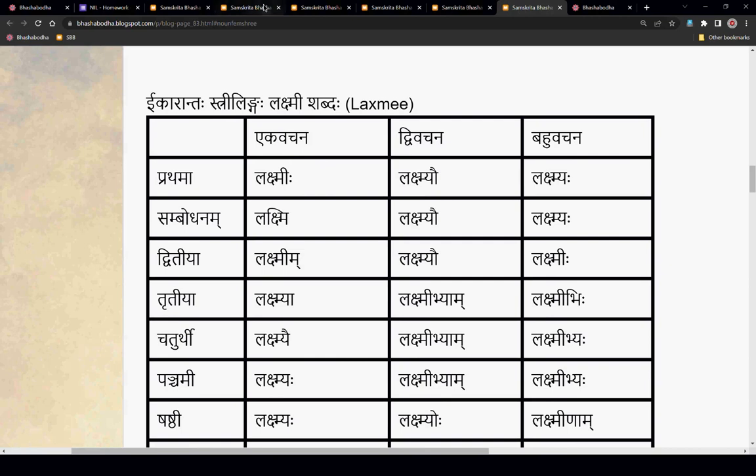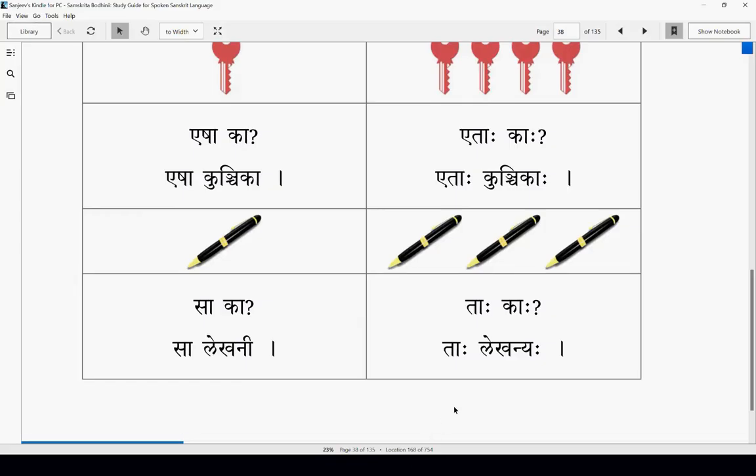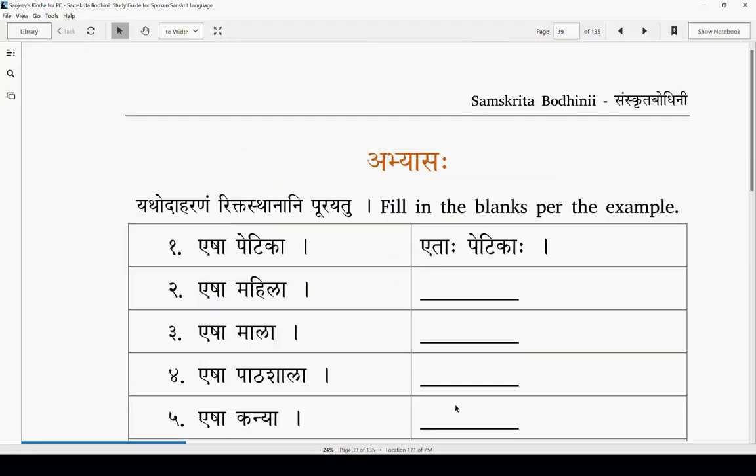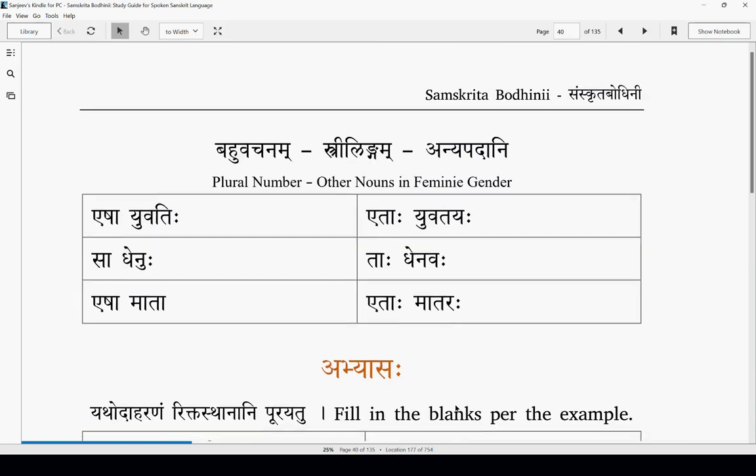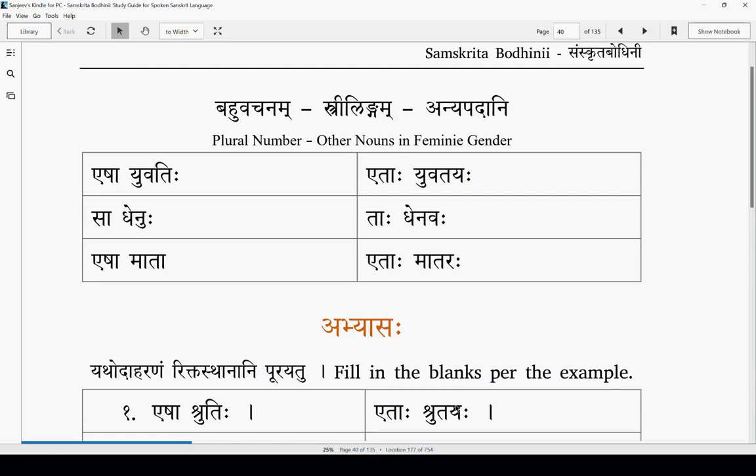Okay, so thank you. We are past this one. I hope you all did this one. Abhyasa, practice. Then Strilinga Anyapadani. Just like we have on the Pullinga side, we have Kavi.